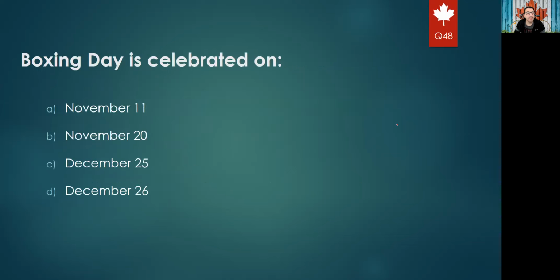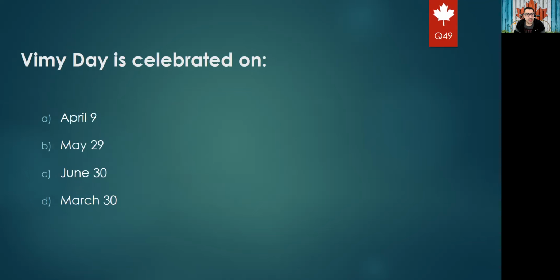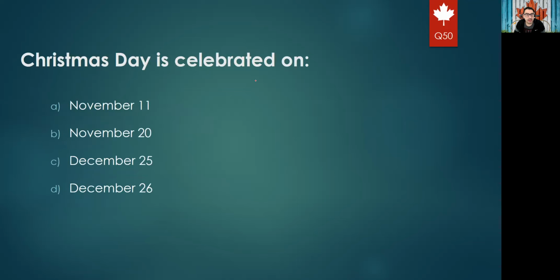Boxing Day is celebrated on November 11, November 20, December 25, or December 26? Yes, the right answer is December 26. Christmas is December 25. November 11 is Remembrance Day. Okay. Vimy Day is celebrated on April 9, May 29, June 30, or March 30? Yes, April 9. Christmas Day is celebrated on November 11, November 20, December 25, or December 26? For sure, December 25.